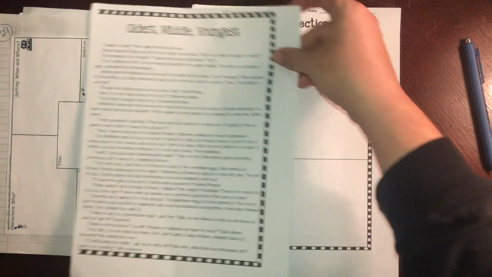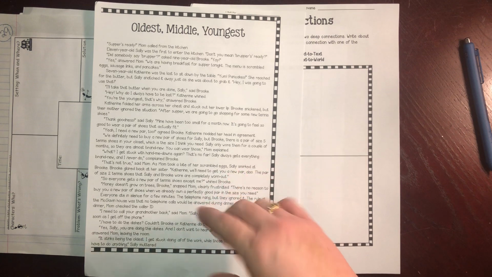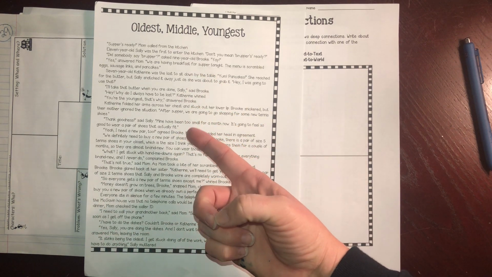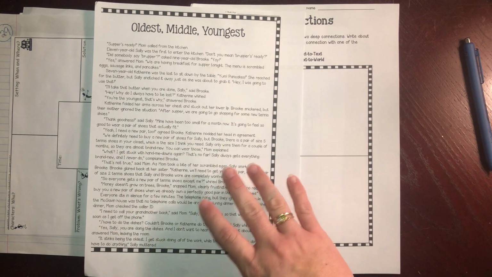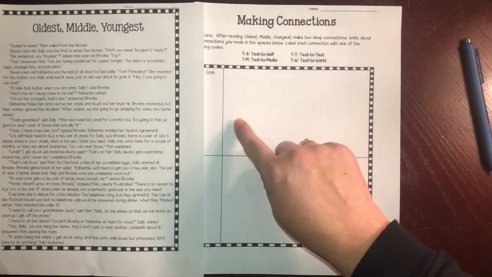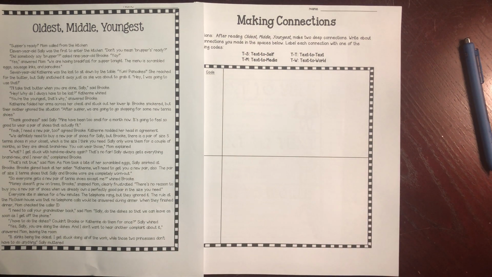So read your story, thinking of 2 ways that you can make a connection. Remember, they can be something that's happened in your own life, something that's happened in another book, or something that's happened in the world around you. And I want you to write at least 2 full sentences for each connection. Remember to use complete sentences with capital letters and punctuation marks, and make sure you're including the connections that you've made.